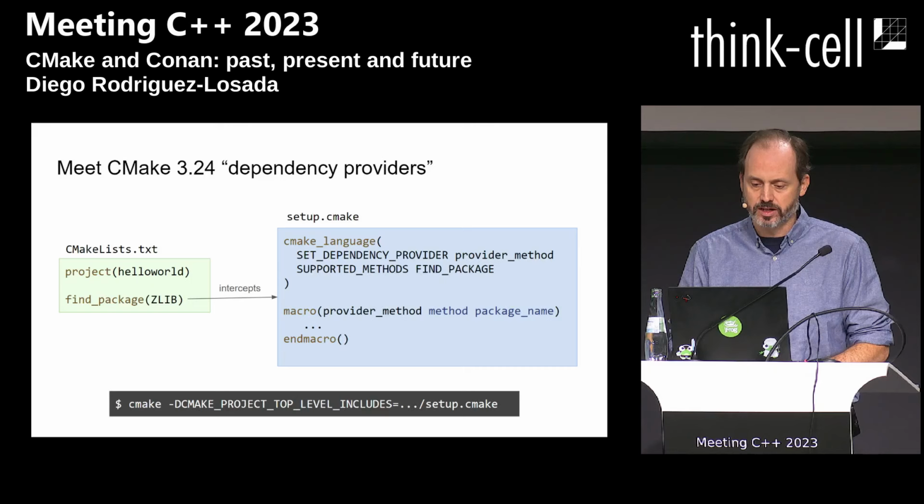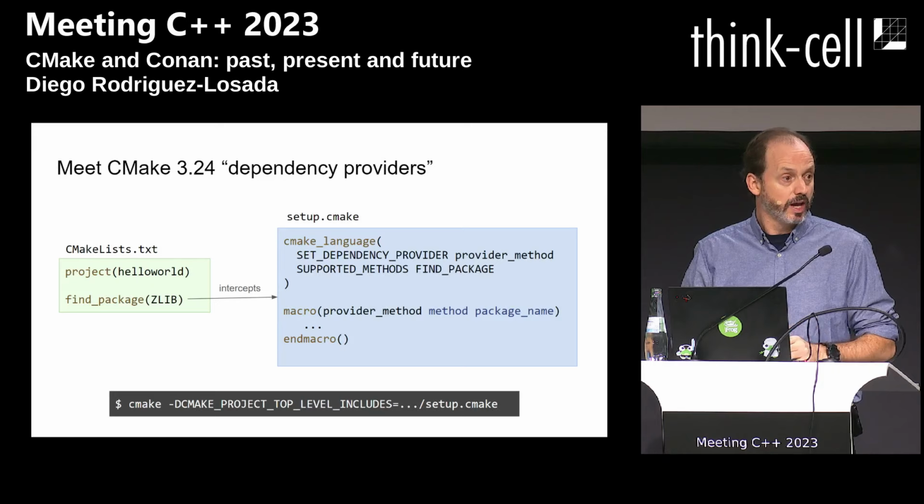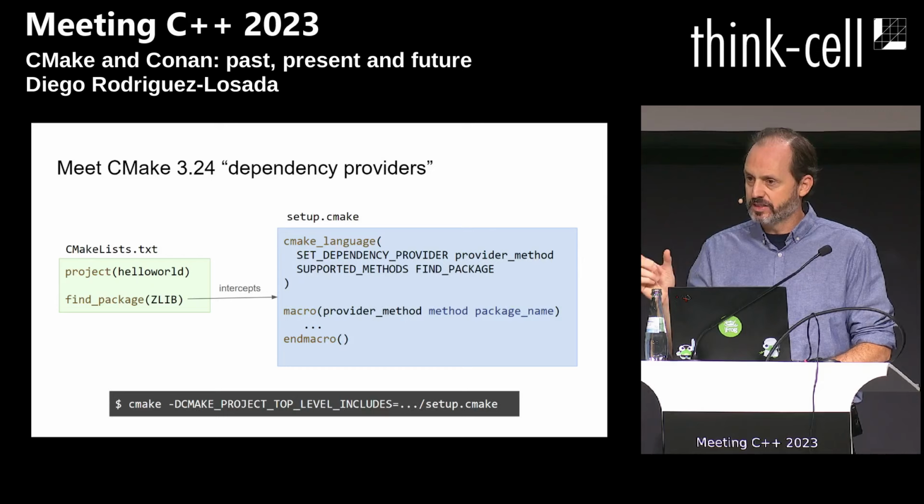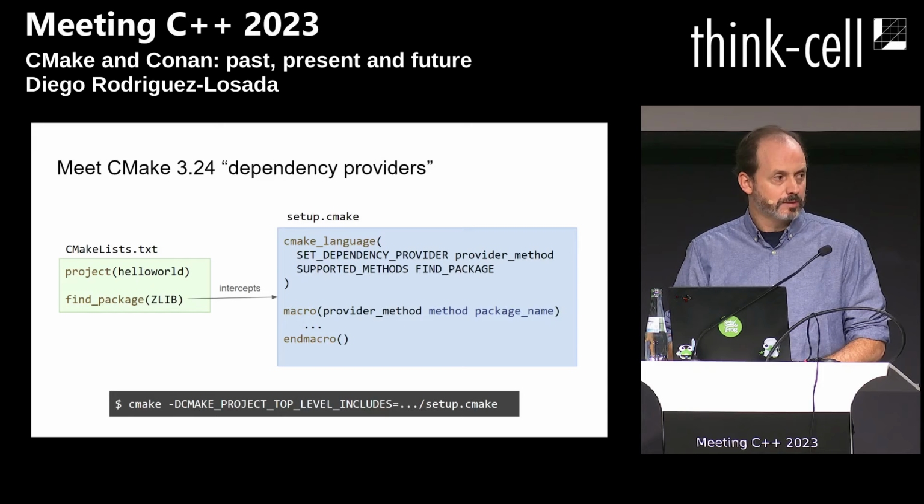And then this file, let's call it setup.cmake, but it can be called any way you like, can be defined on the command line as a CMake project top-level include. This file will automatically inject the interceptor for find_package. That means that this is how we can achieve a fully transparent integration for calling CMake.